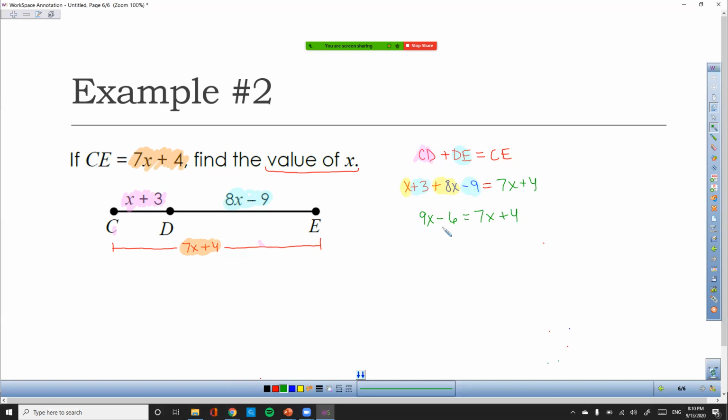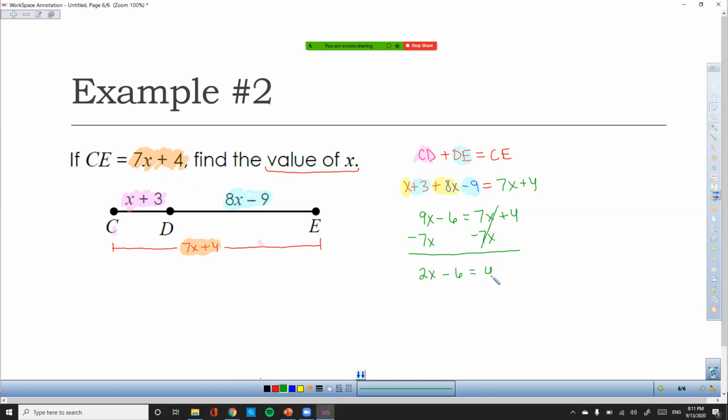Now I have letters and numbers on both sides. Again, it's your choice where you want to start moving things to one side or the other. In this case, I'm going to start with letters, and the best one to move is my 7x to the opposite side, so I don't have any negative numbers. If I move my 7x to the opposite side, I use the opposite sign, minus 7x. Minus 7x. This goes away, and I'm left with 2x minus 6 equals positive 4.